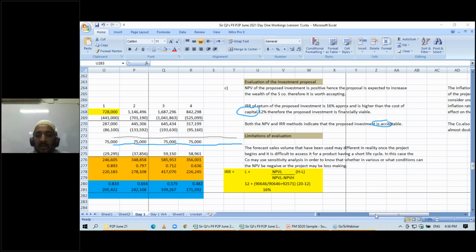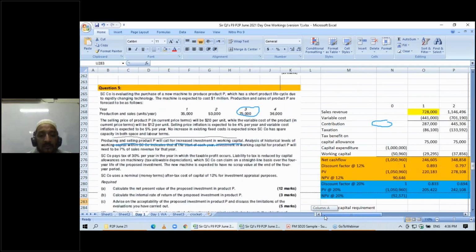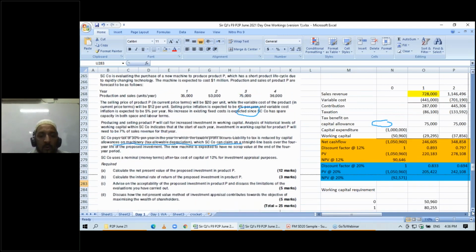Okay students, I'm going to share the Crockett question which I gave you the assignment in the last class. But before that, let me do this part D as well first.